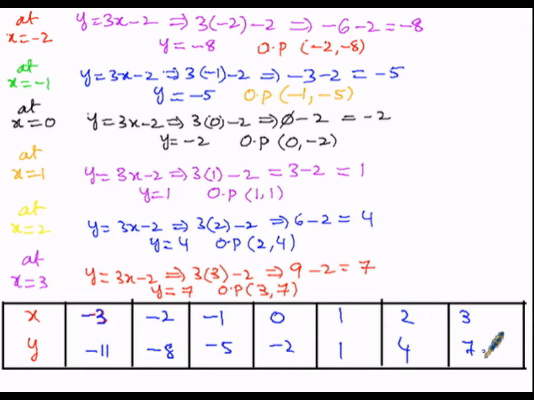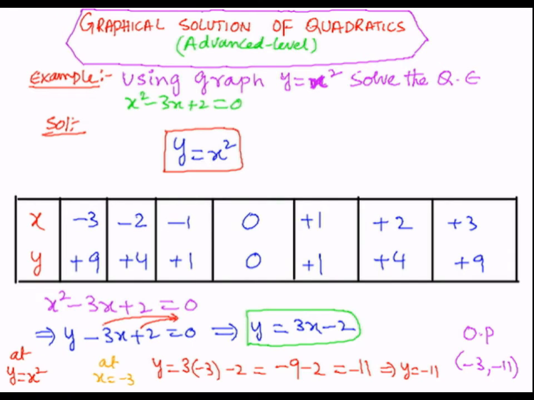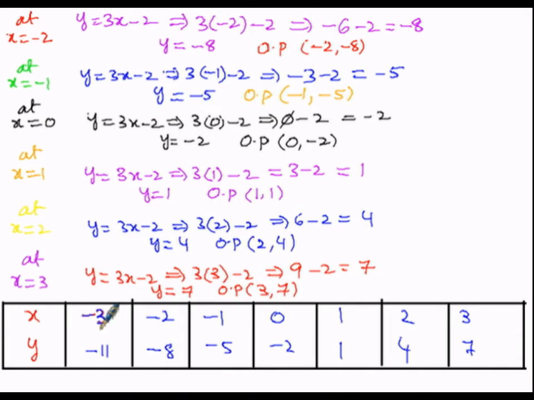We are going to first of all plot the y equals x square graph. Here in the y equals x square graph, the ordered pairs are -3, 9, -2, 4, and so on. In the next case, -3, -11, the highest positive value is 7. Here the negative value is -11 on the y axis.